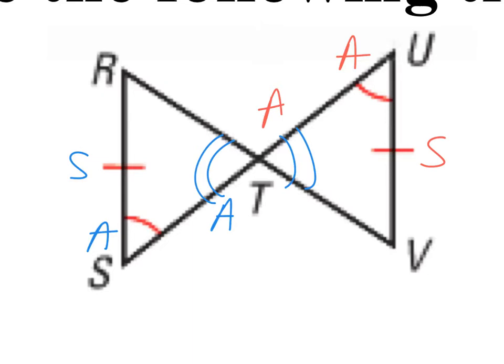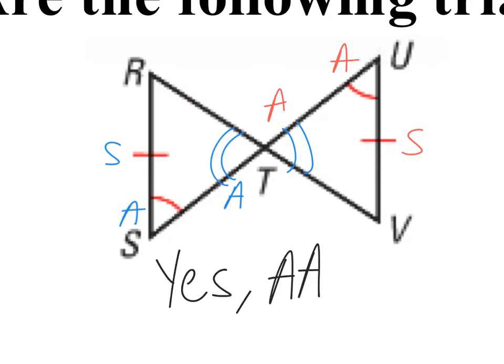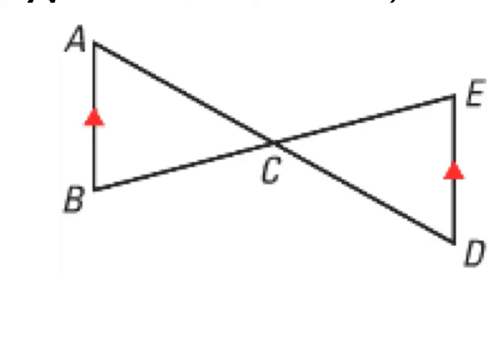Aiden, which one should we use? Yep, angle, angle, side, because the side is outside of those. So yes, they are congruent because of angle, angle, side. It's the same freebie as last time. Thanks, Dalton. Yes, they have vertical angles in the middle.